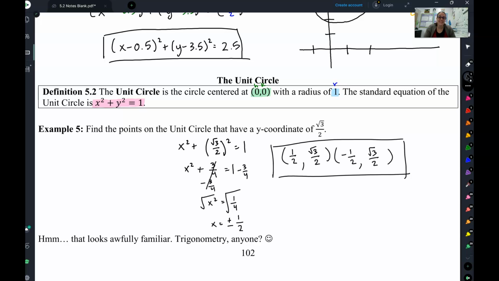You are officially done with circles. In the next lesson in 5.3, we'll look at parabolas.